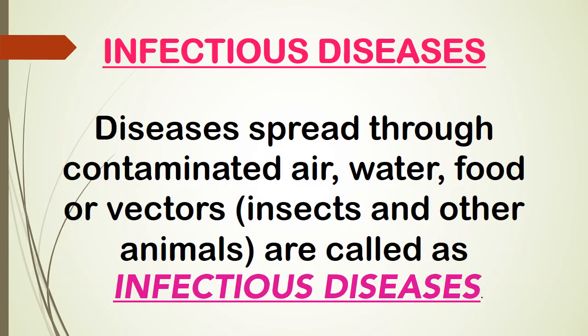Infectious disease. Diseases spread through contaminated air, water, food, or vectors like insects and other animals are called infectious diseases. Contaminated means dirty water, dirty air, or dirty food. So the diseases spread by these means are known as infectious diseases.